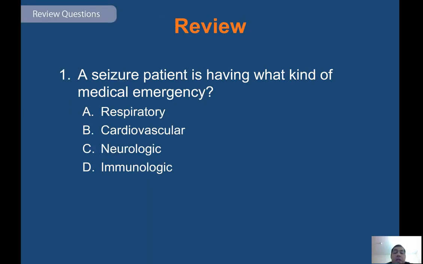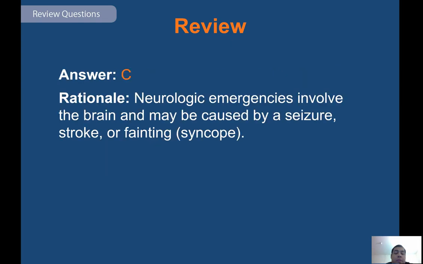So review, a seizure patient is having what kind of medical emergency? So C, neurologic emergencies involve the brain and may be caused by a seizure, stroke, or fainting, syncope.